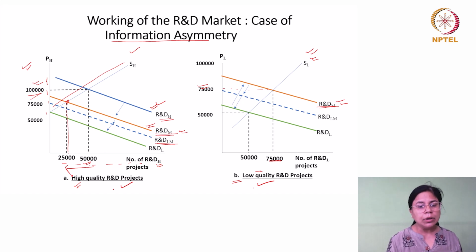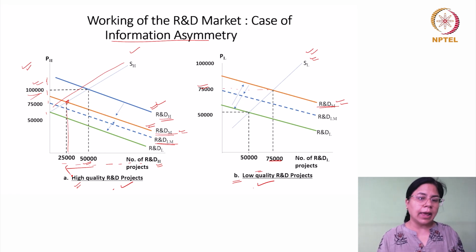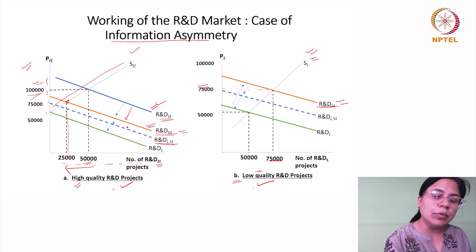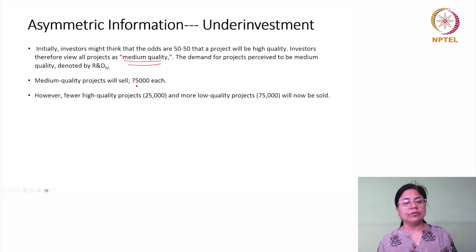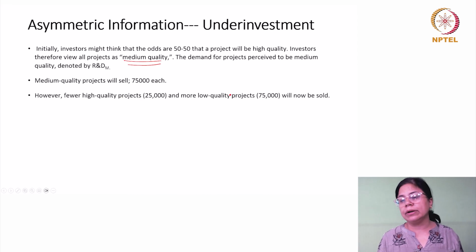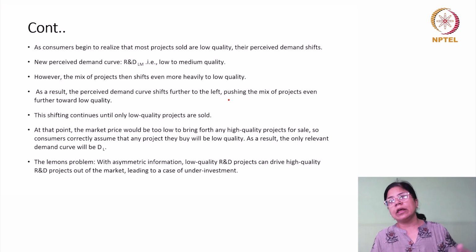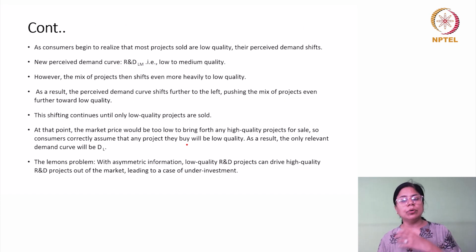As a result, more medium quality projects are available in the market, and the perception that the investor has with respect to the different projects will now go down further. So it will shift more and more in this particular direction. As a result, medium quality projects will sell, however few higher quality and more low quality projects will now be sold. If that happens, the person who is funding begins to realize that most projects are of low quality, and their perceived demand will further shift. So the new demand will come down once again to this particular level, right? And as a result, from low to medium.